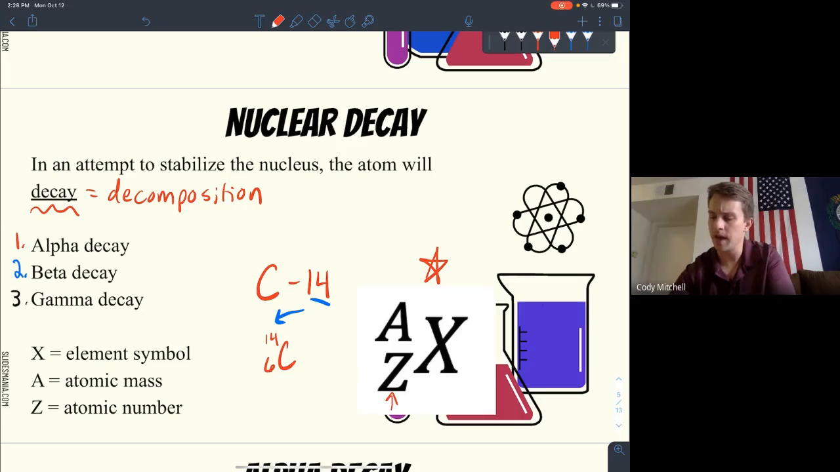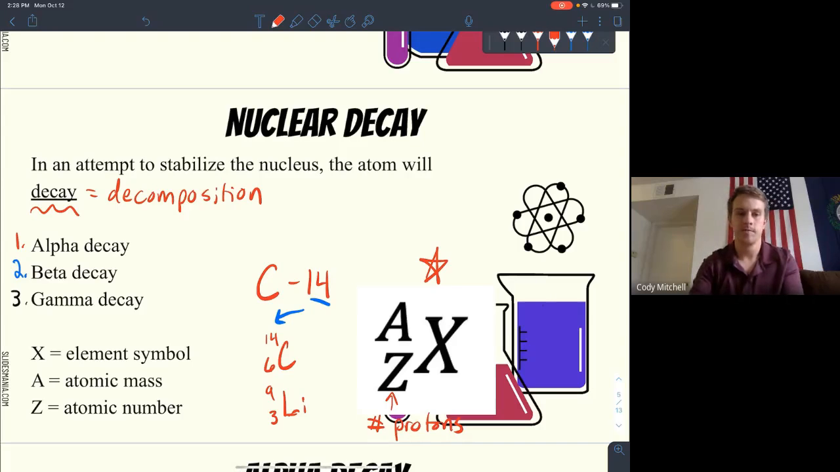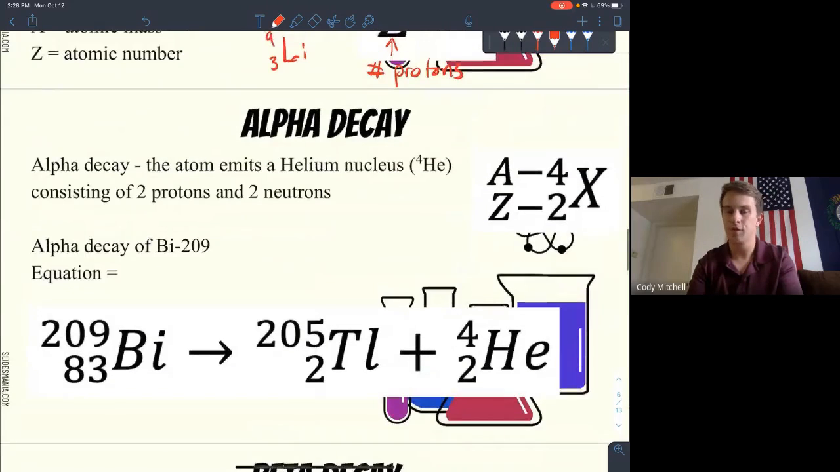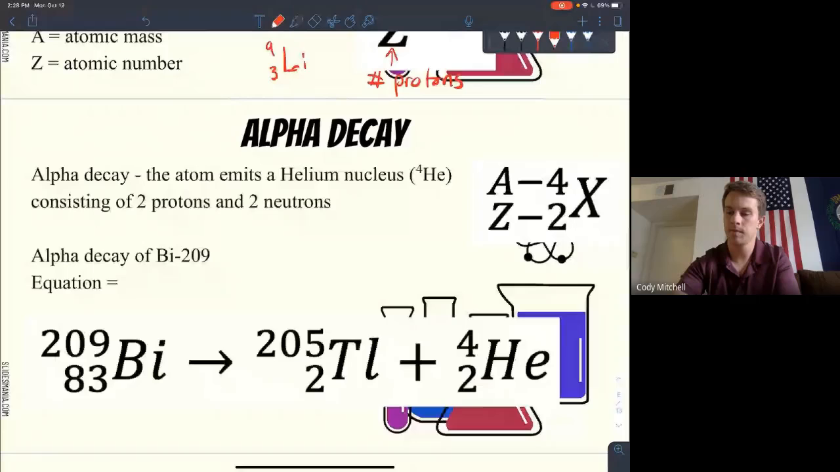The other example that we had from earlier, lithium-9, has a 3 down here because that's the number of protons. So Z is the number of protons. Now we're going to go over examples of each different type of nuclear decay. Remember, when you hear decay, think decomposition. The first type of decay is alpha decay.